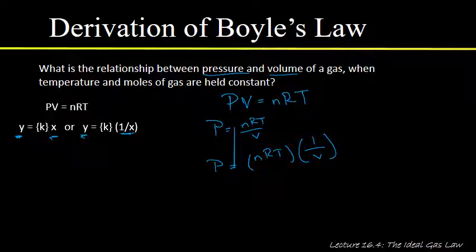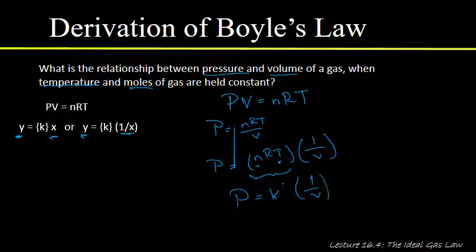And now, just as before, R is the ideal gas constant. That's obviously a constant. Okay. And if temperature and moles of gas are held constant, then our T and our N are also constants. So that means this collection nRT is equal to a new constant, right? And so now we can write P equals that new constant K times 1 over V. And if P is equal to K times 1 over V, that is an example of inverse proportionality.